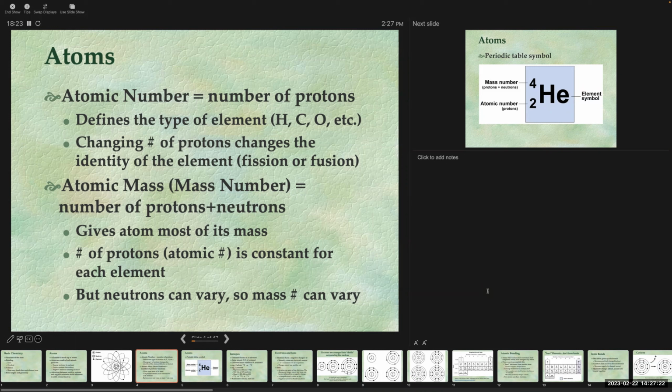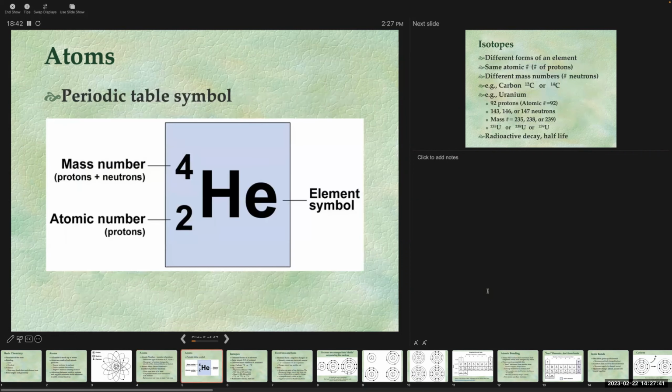Carbon always has 6 protons in the nucleus, but it can have a variable number of neutrons, which create what we call different isotopes.